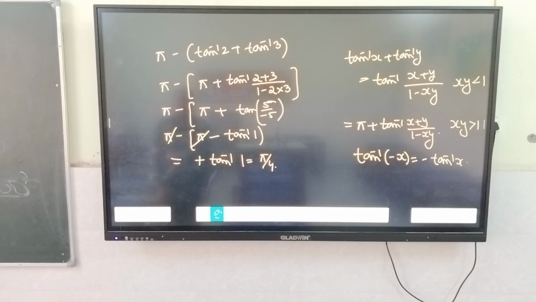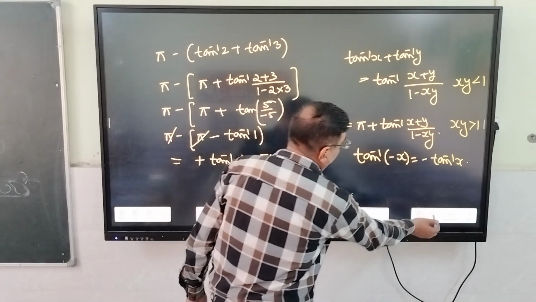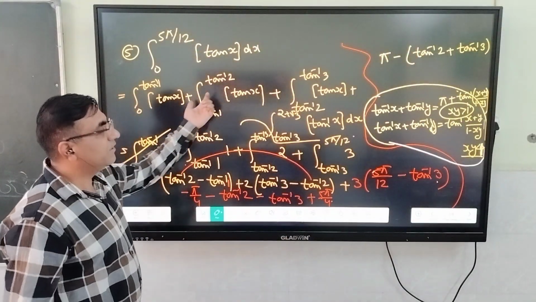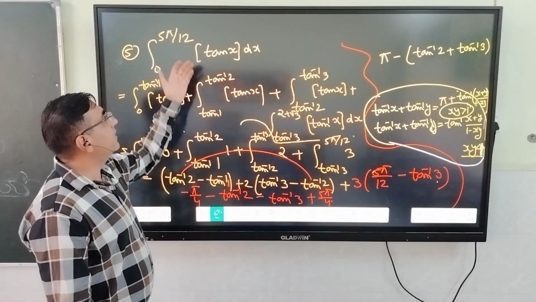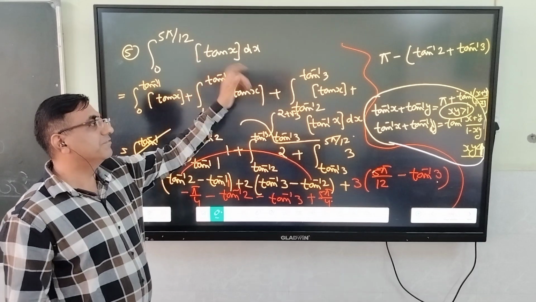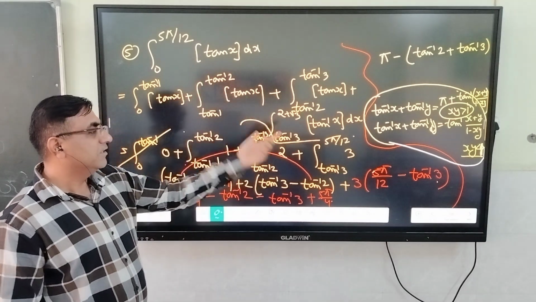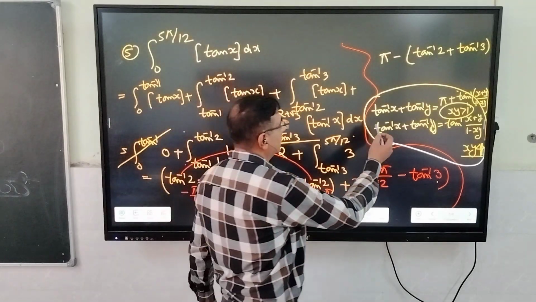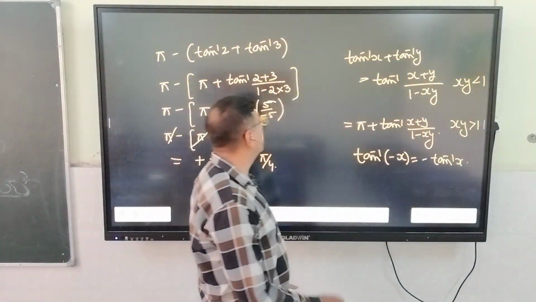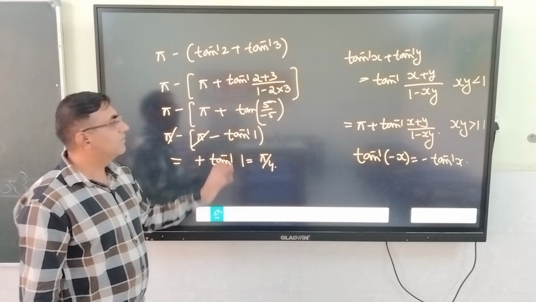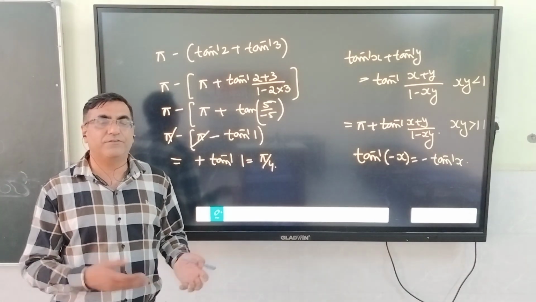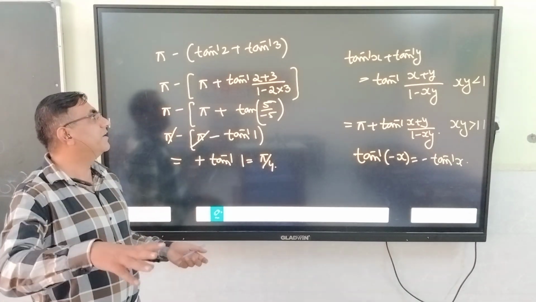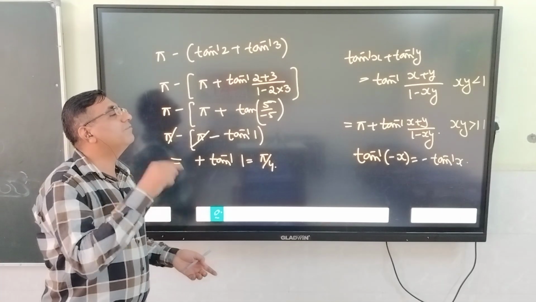So this is a little bit difficult. So many identities and inverse function formulas we have used. So okay, this is the small introduction of definite integration with the help of greatest integer function.